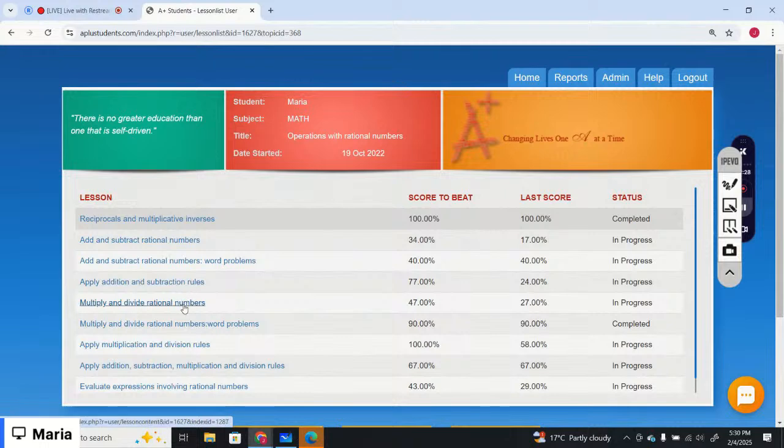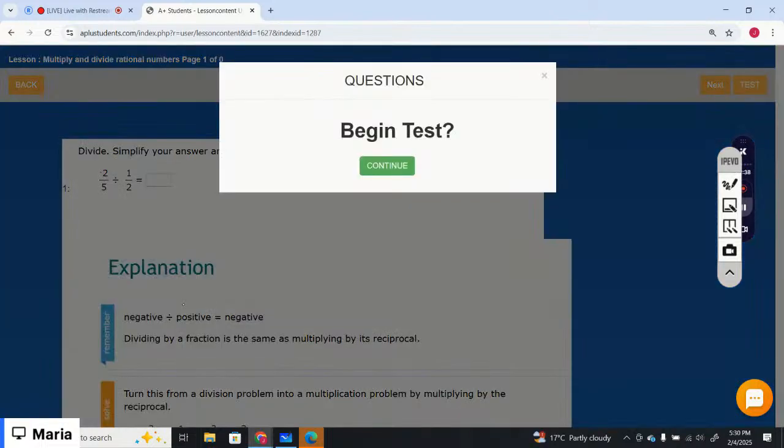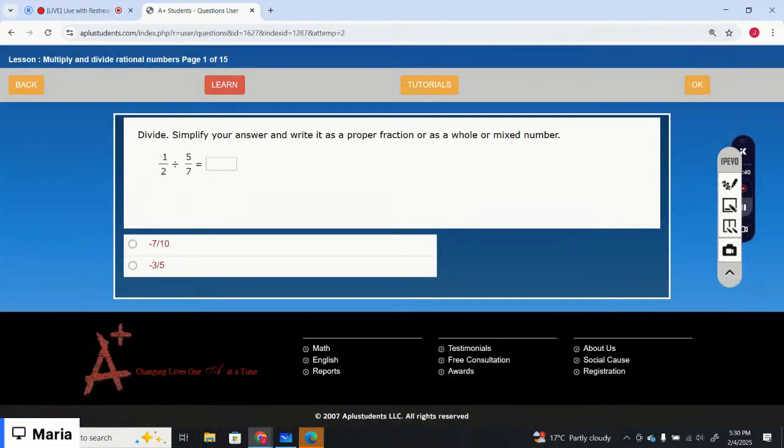The lesson is multiply and divide rational numbers. Multiplying and dividing rational numbers is exactly the same as with fractions. Let's just start with the test questions. Divide negative 1 by 2 divided by negative 5 over 7. So dividing.